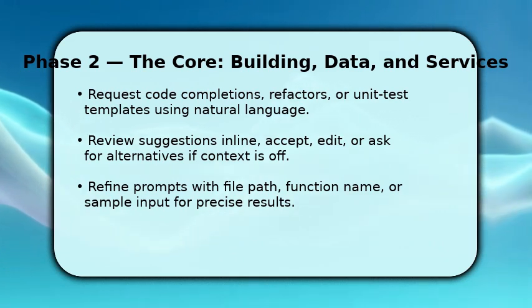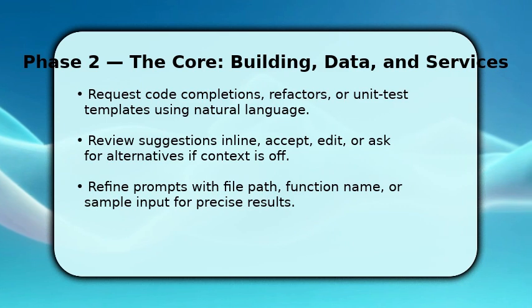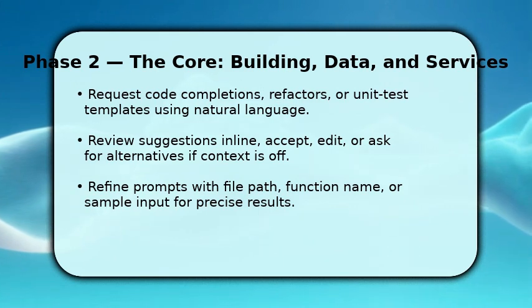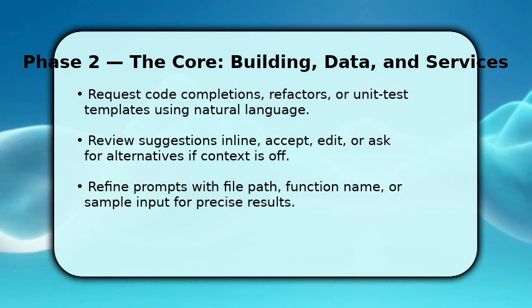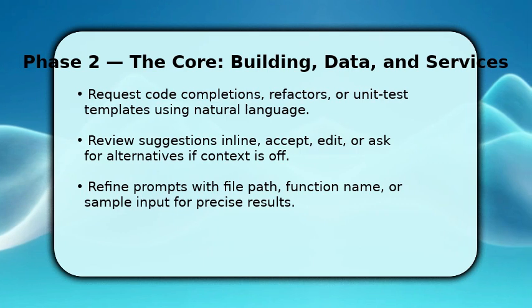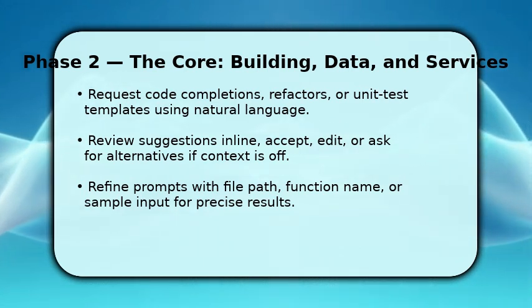When suggestions appear inline, review them carefully, accept what fits, edit what's off, or request alternatives if the context feels wrong. Make sure to refine your prompt by adding file path, function name, or example input so the assistant understands constraints. Once done, run quick local tests to verify behavior and iterate until results match expectations.